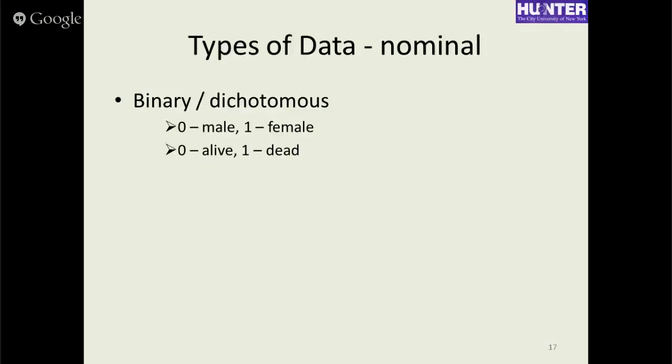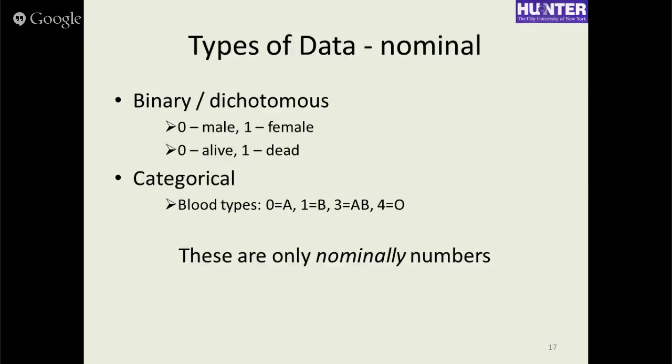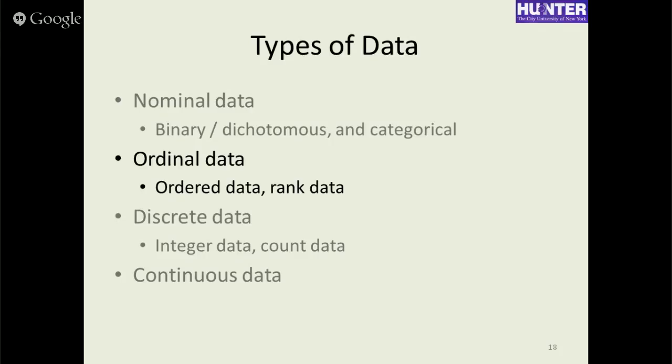And categorical is just nominal data that has more than 2 levels, such as blood types. So A, B, AB, or O could be recoded as 1, 2, 3, 4, even though those numbers wouldn't mean anything. There's no natural ordering of nominal or categorical data. And they're only nominally numbers.